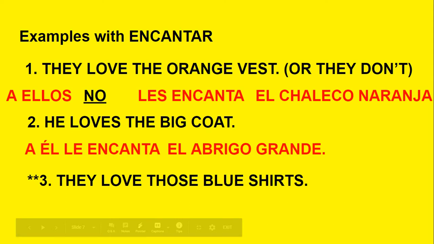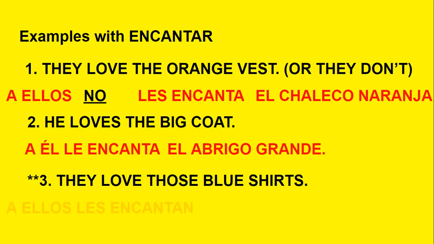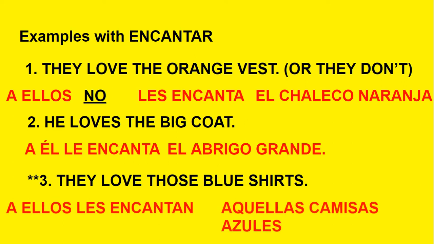There we go. Now the next one, they love those blue shirts. This one's actually on your notes right there on page 6, so you might want to write this down. This one's one of our examples. A ellos les encantan aquellas camisas azules. It could have also been esas camisas azules, either one.